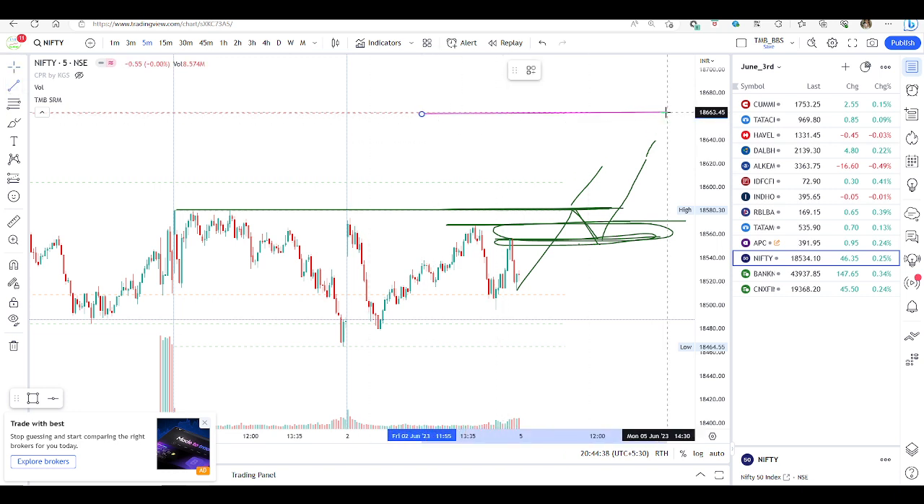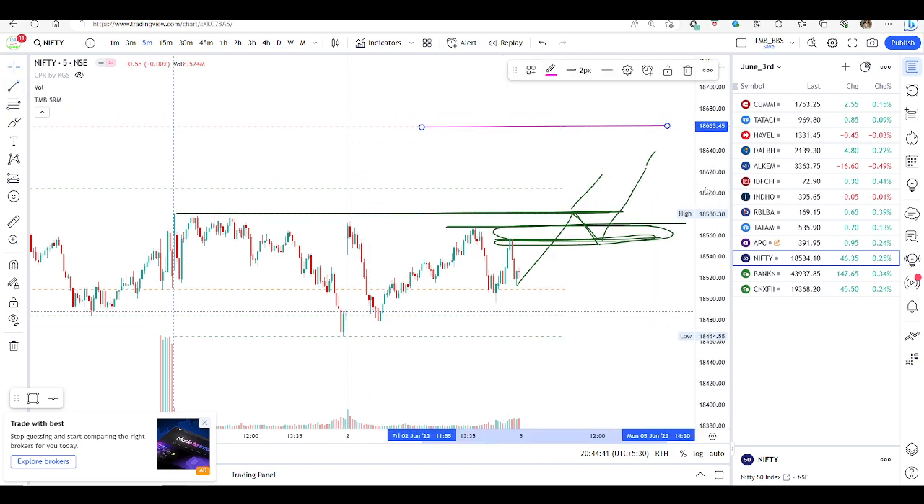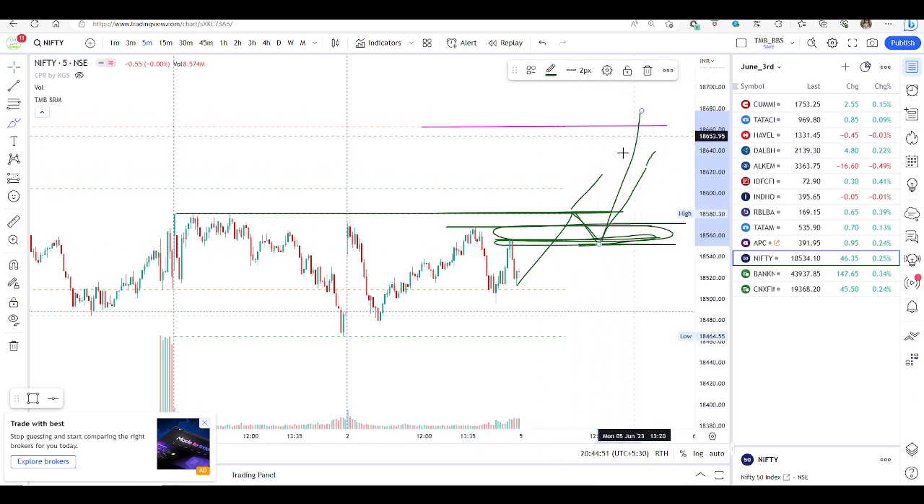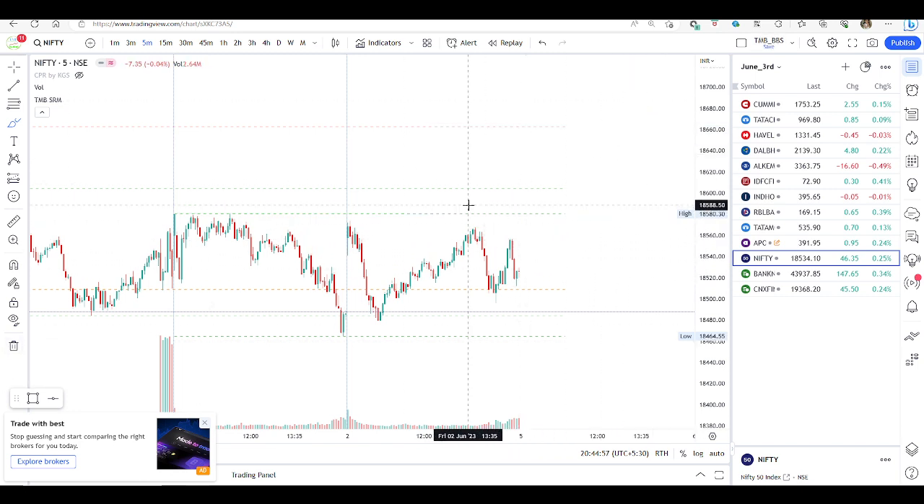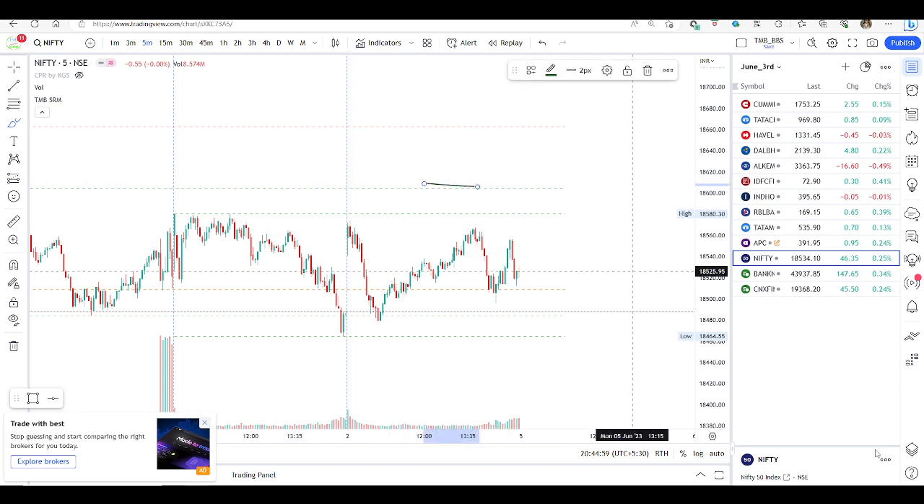Till this point, we can see if this happens, if it gaps up, don't trade here. I am planning to take the long here and travel till this point. This was my trade plan. If it opens close by in this area, any area.